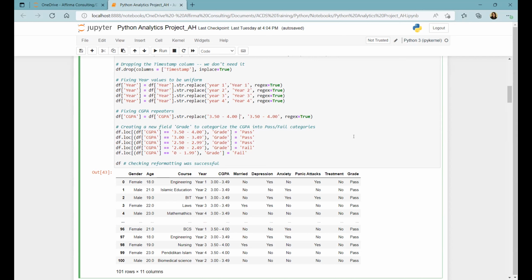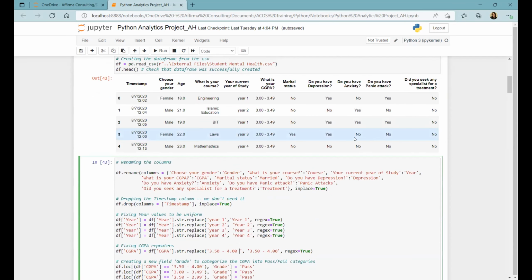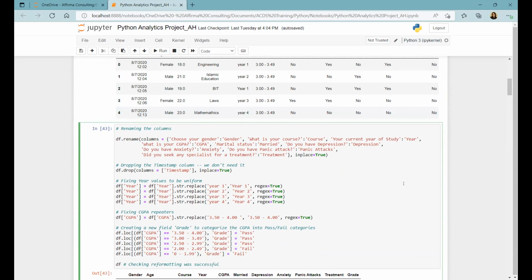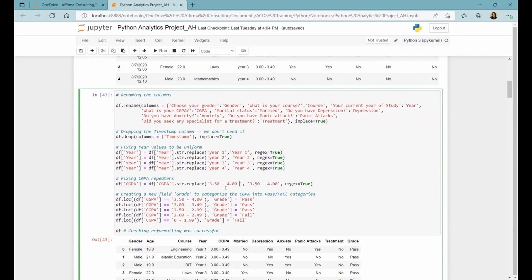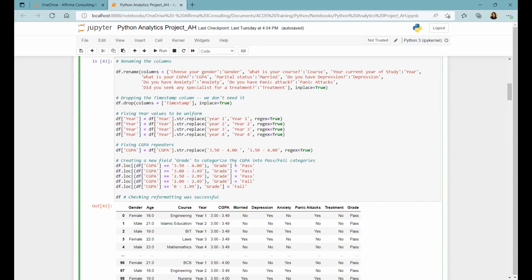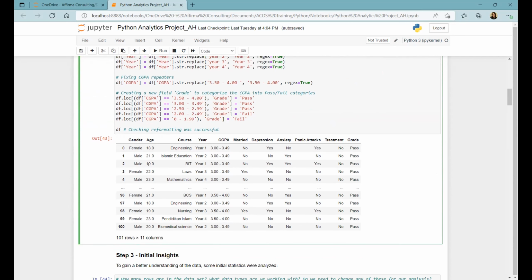And then the issue we had with cumulative GPA is that it was a range, as you can see here. Because it was a range, it was basically an object, a string, I think. So I made the categories into pass fail and then later turn them into Boolean, which we're going to see later. This is just to check that all the changes that I made went through properly. We see that grade changes from the ranges to pass fail.